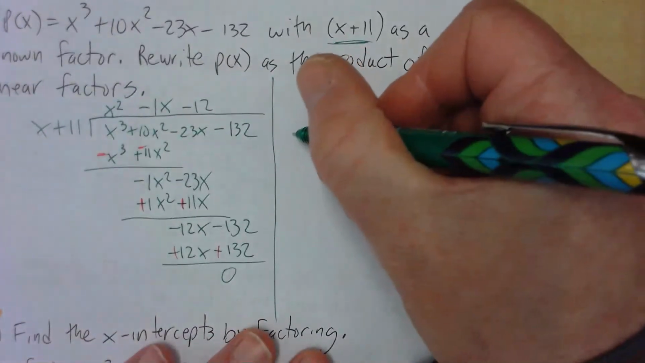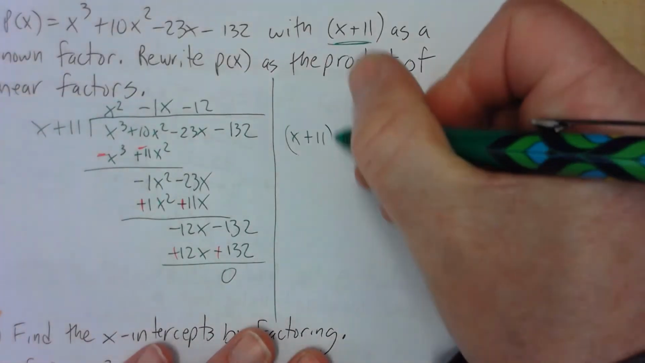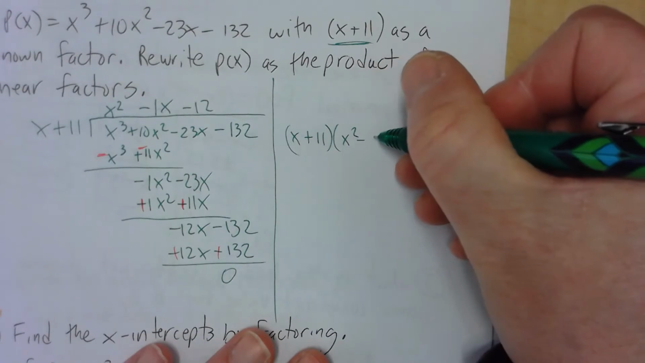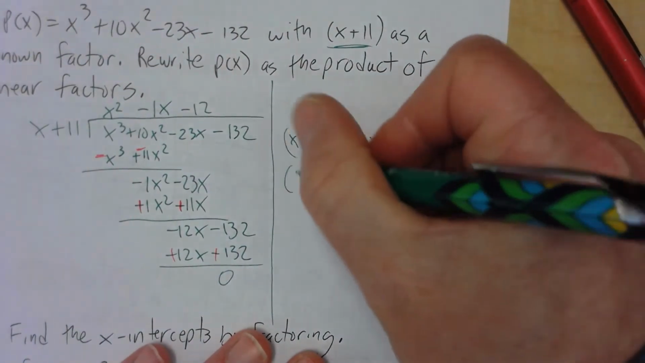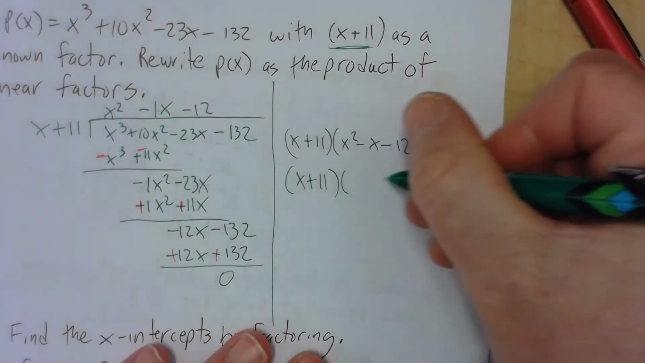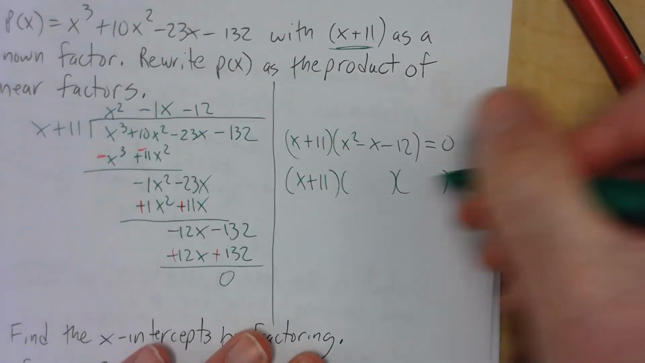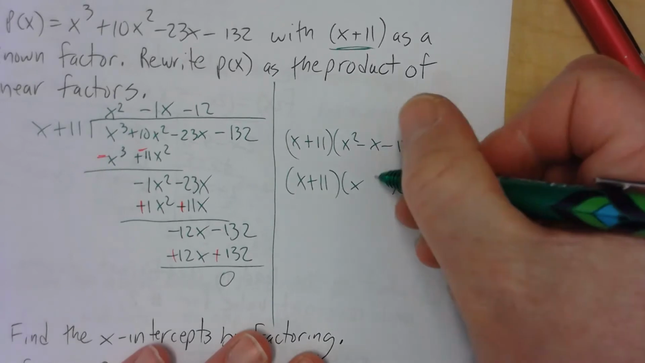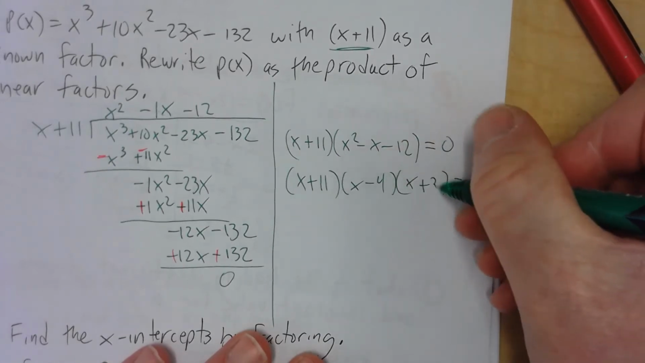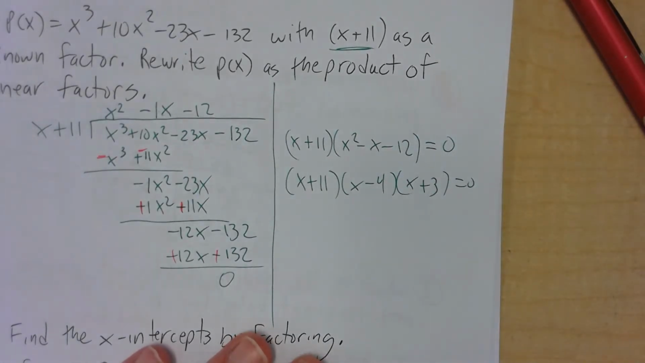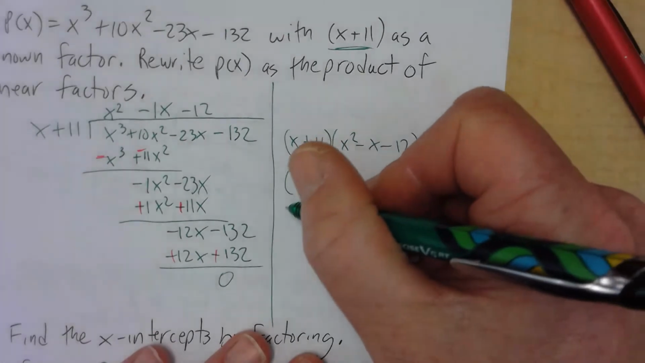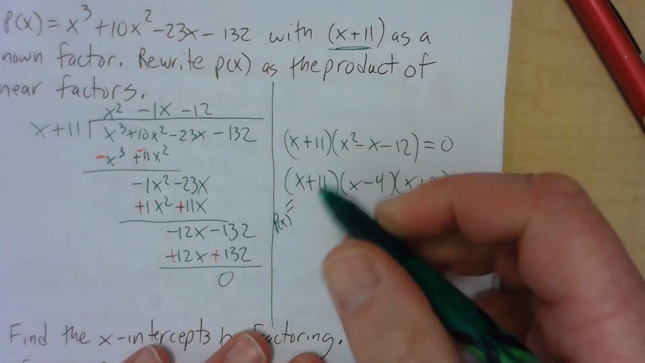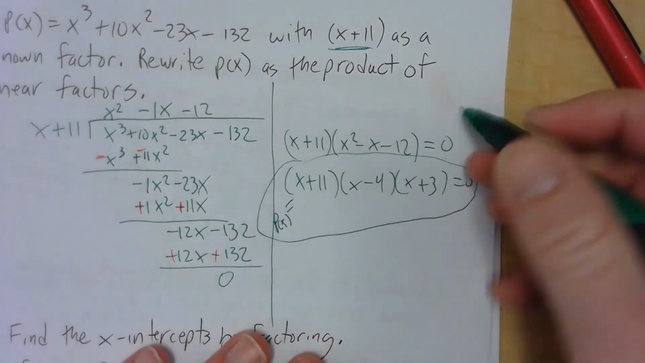But now we know that x plus 11 multiplied by x squared minus x minus 12 is equal to 0. x plus 11, x minus 4, x plus 3 is how that would factor. And we'd use the half donut trick to make sure that it factored. All right, and that's what p of x is equal to. So here it is in factored form.